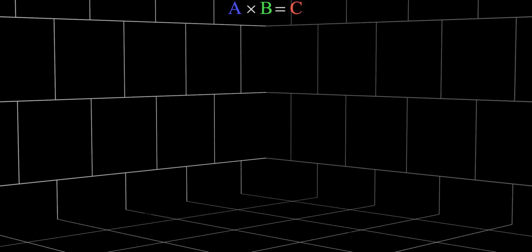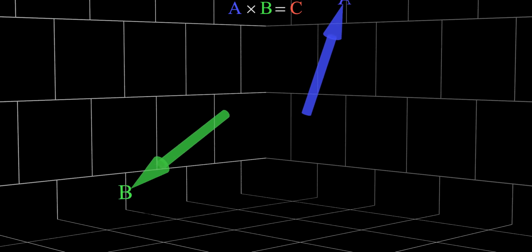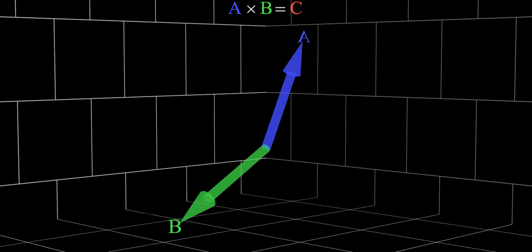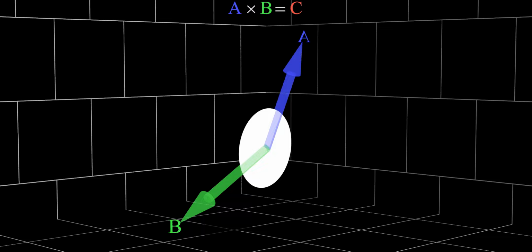Let's look at how the right-hand rule determines the direction of a vector cross product, specifically A cross B. We begin with two vectors, A and B, shown with their tails together at a common point. This shared origin makes it easier to reason about the direction of the cross product. Because vectors A and B lie in the same plane, their cross product must point perpendicular to that plane.